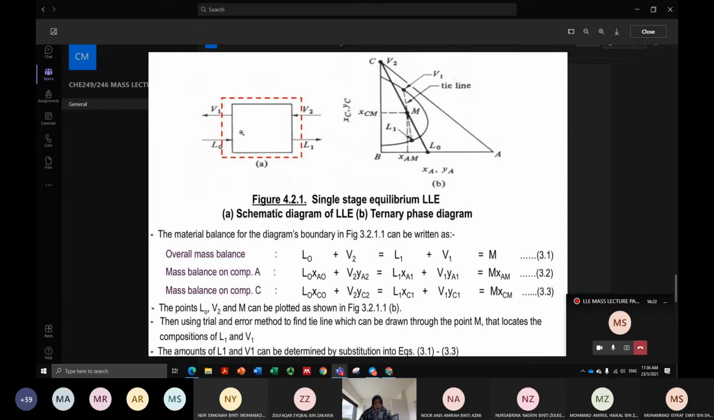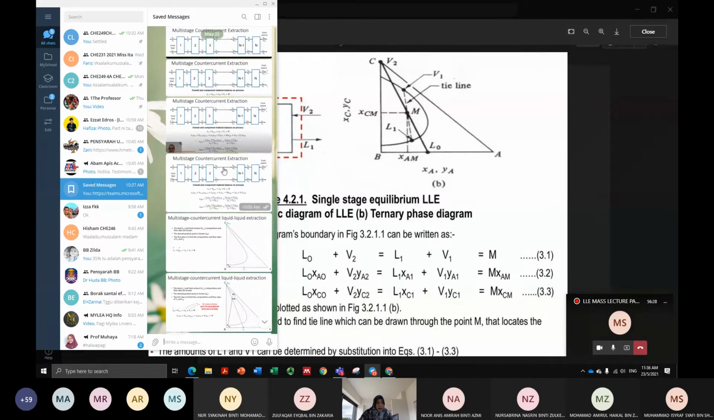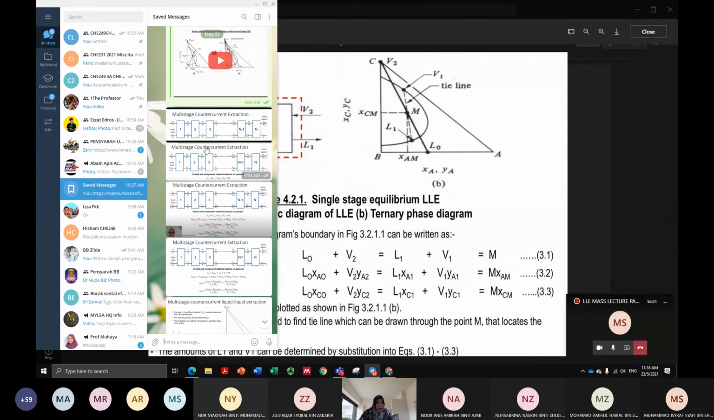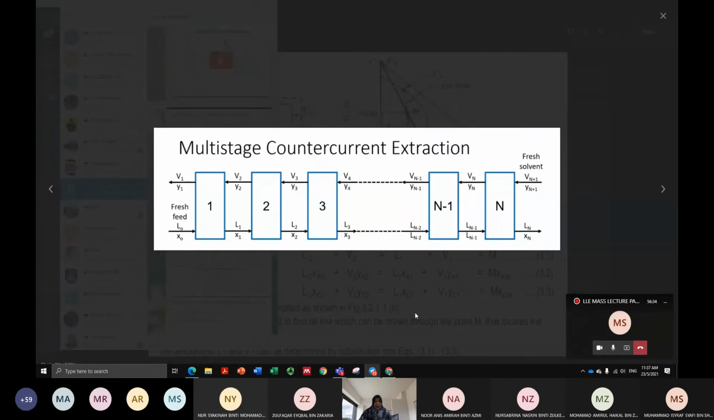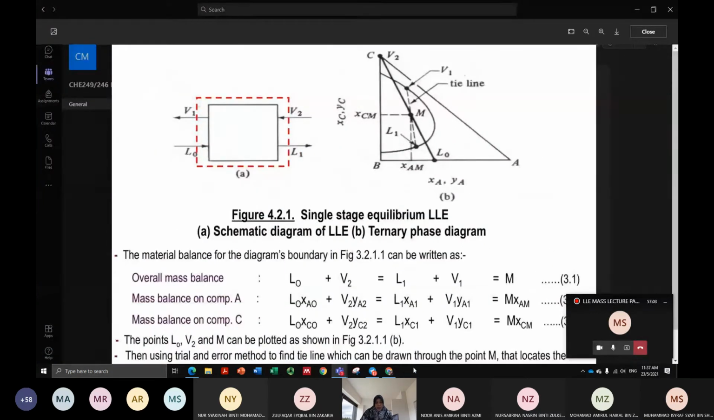So if you were to have a single stage, this is how it looks like. Hold on there. Just make the comparison first. This is how you look at the multiple stage. If you were to have single stage, it's just like this. If you have multiple stage, you have this and that, so you have the number of stages in between. So let's see this single stage.